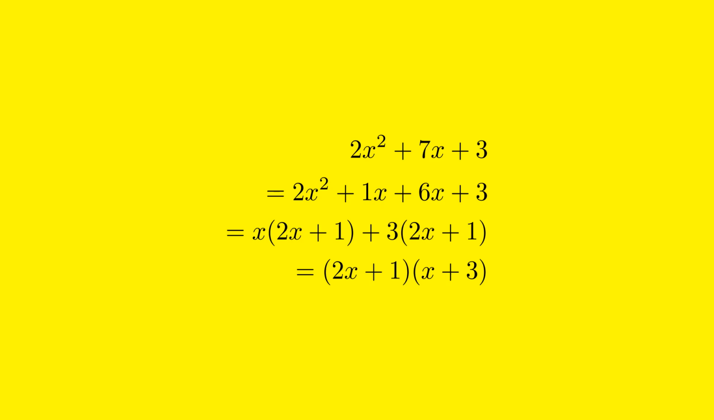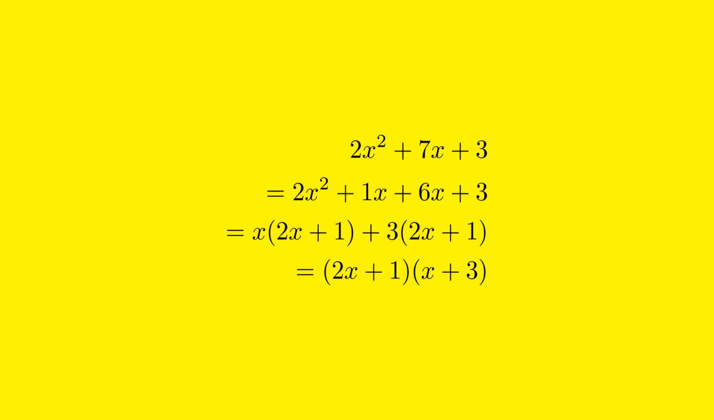The next step is to look for common factors in the first two terms and in the last two terms. For the terms 2x squared and 1x, the common factor is x. Let's factor that out to get x times (2x plus 1). Similarly, in the terms 6x and 3, the common factor is 3. Factoring it out, we get 3 times (2x plus 1). Notice that the expressions in both brackets are the same, 2x plus 1. This allows us to factor the expression even further.